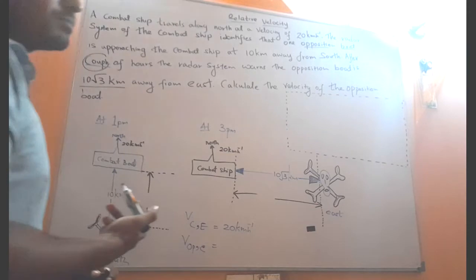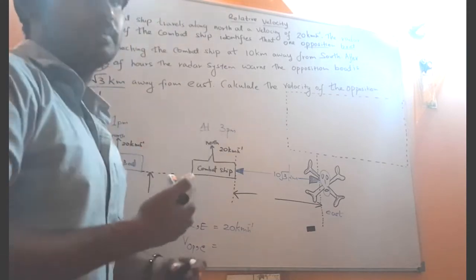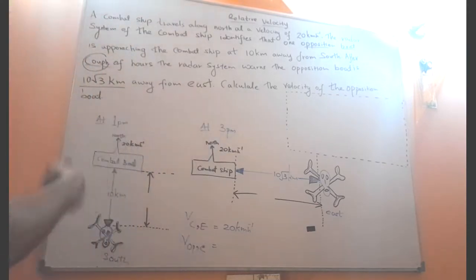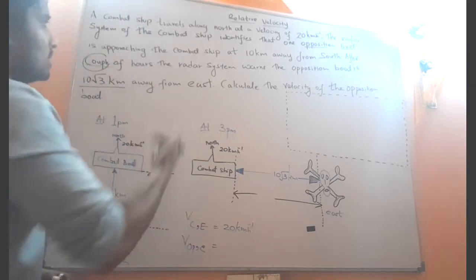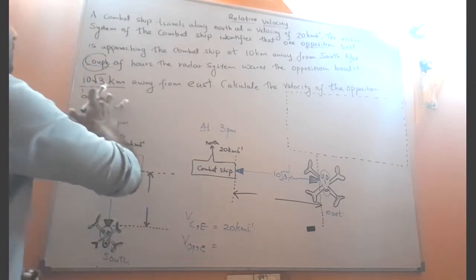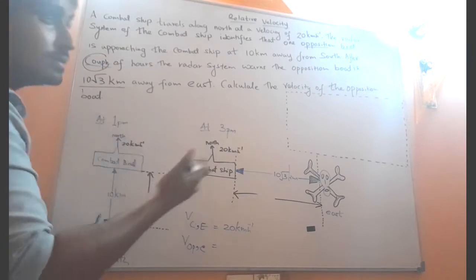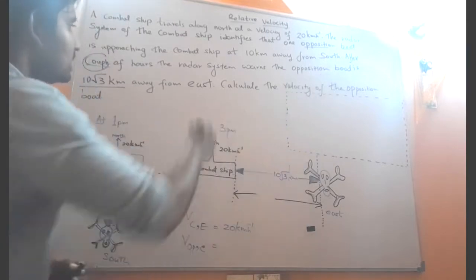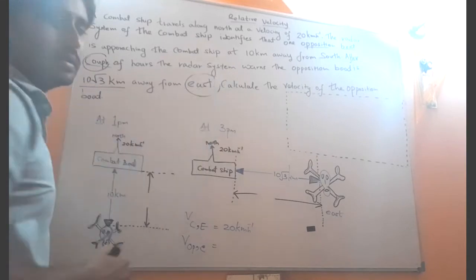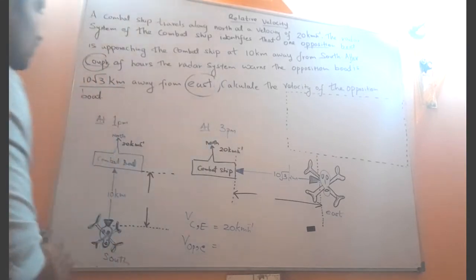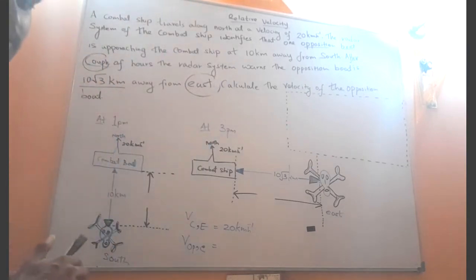That means after a time duration of a couple of hours, the radar system of the combat ship detects that the current position of the opposition boat is 10 root 3 kilometers away from the east direction. The direction is east. Now I will explain the diagram.